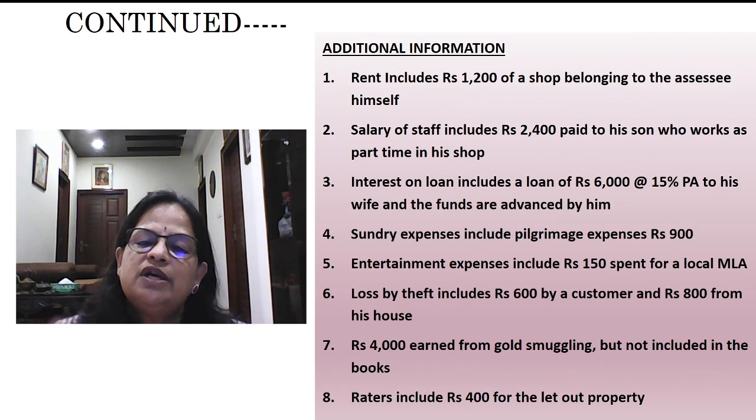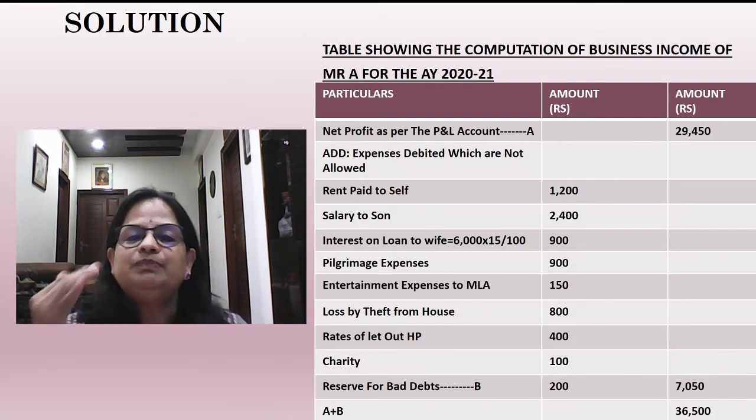Rupees 4,000 earned from gold smuggling but is not included in the books. That we have to add back. So I told you, any illegal income if they are getting, that also should be added. Rates include 400 for the let-out property. So that also is not allowed. Rates is not allowed. Now we are doing the problem.